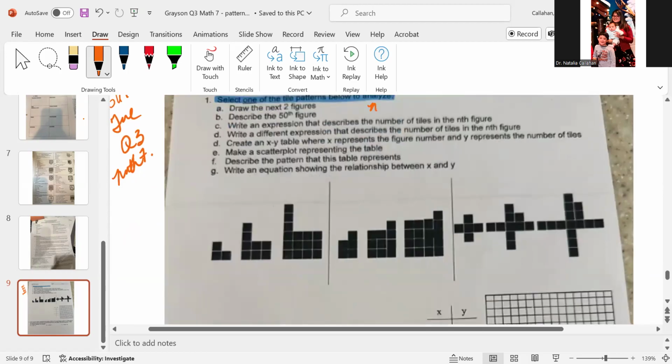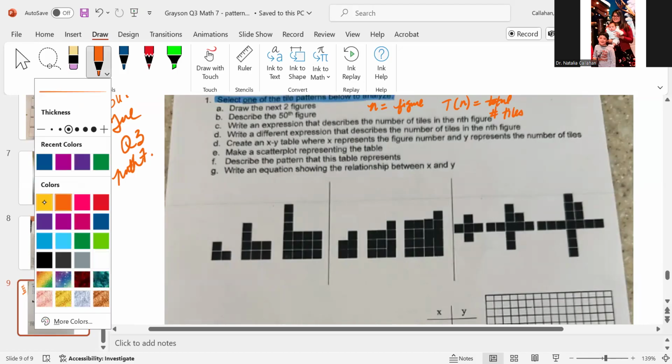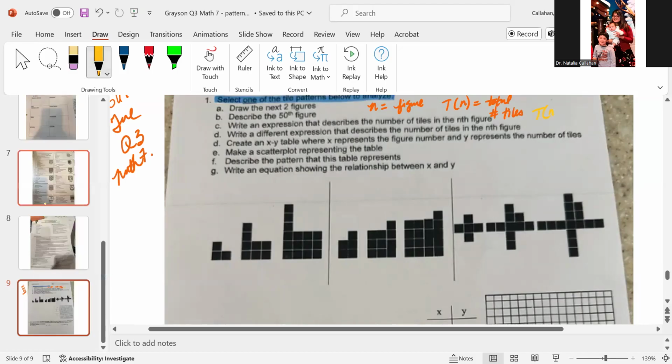So remember before, n was going to be the number of figures, right? And T of n is going to be the total number of tiles or squares, correct? And then remember, you always had an equation, T of n, depending on the number of figures, right? It was mx plus b, right? Okay. And remember, m is the slope, right?